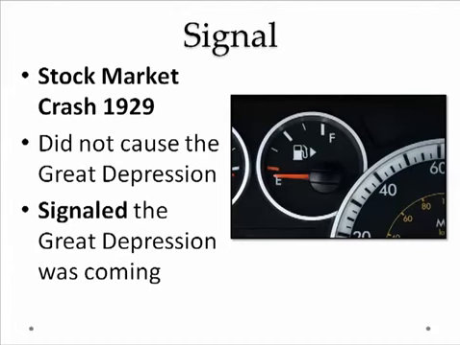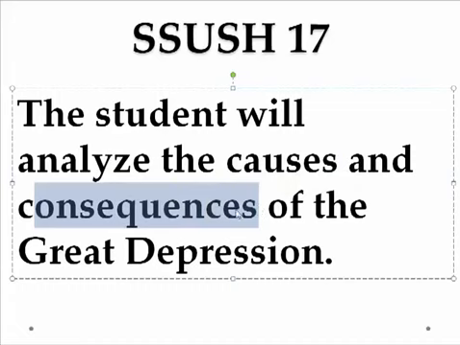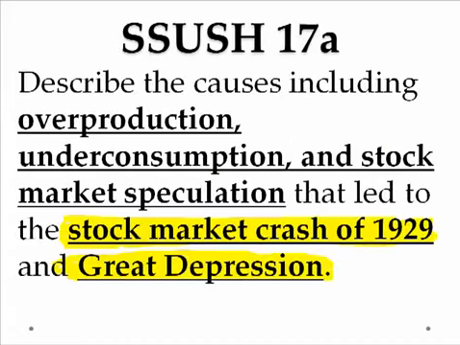Now, what is a stock? What caused the Great Depression? And then what were the consequences of the Great Depression? We're going to analyze both of those. So let's go to 17a. It says, describe the causes, including. There are many causes for the Great Depression, but here our standards limit us to only overproduction, underconsumption, and stock market speculation. These three causes are what we're going to be looking at that led to the stock market crash of 1929 and the Great Depression.